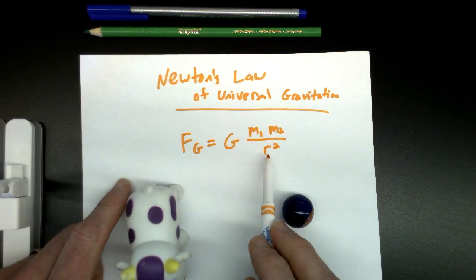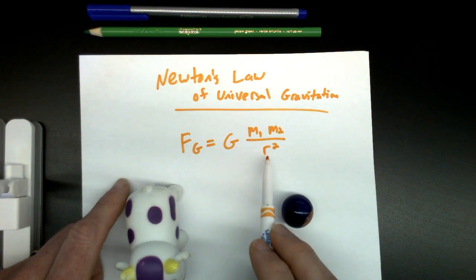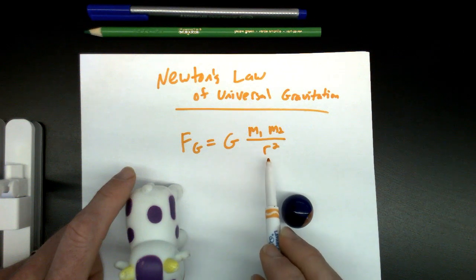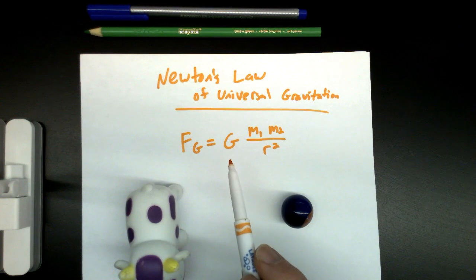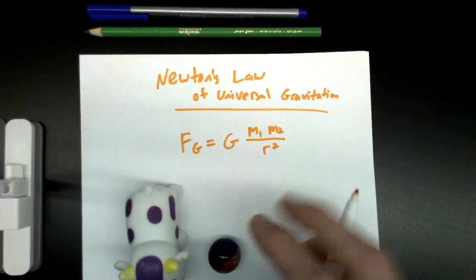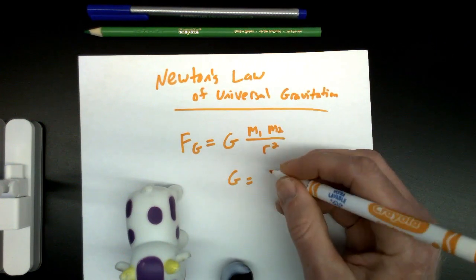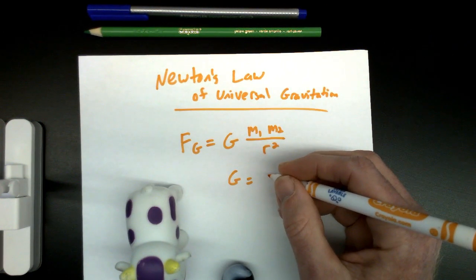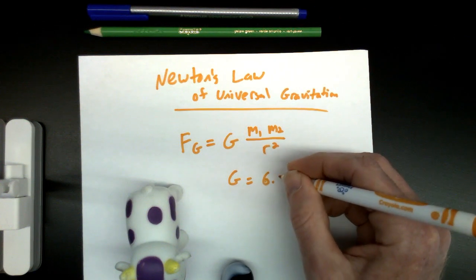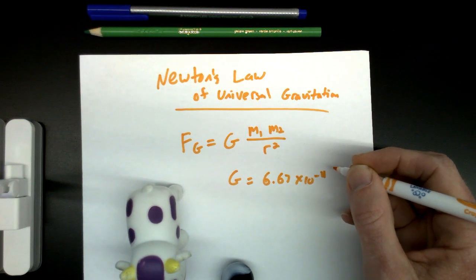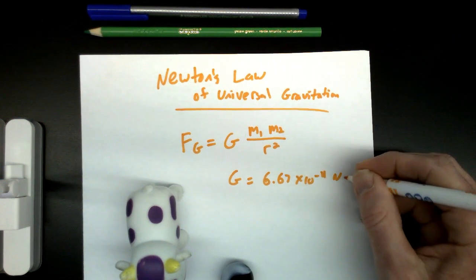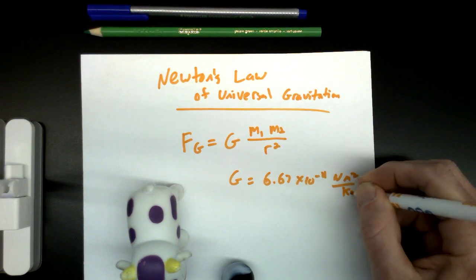I kind of wish that this was listed as a d instead of an r, but that's just generally how it's known, because r makes me think of radius. But it's really the distance between my objects, mass 1, mass 2. And then this constant G is just something that you are going to be given in a formula page on the AP test. It happens to be that G is 6.67 times 10 to the negative 11th, and then the units on it are newtons meters squared per kilogram squared.